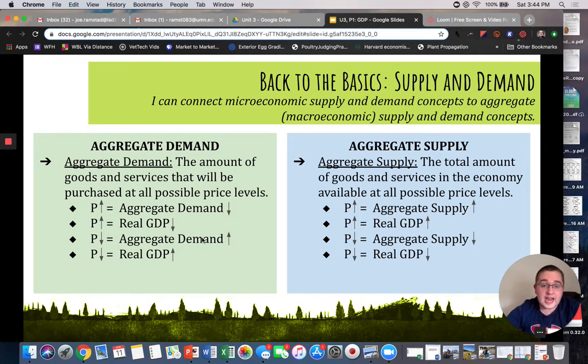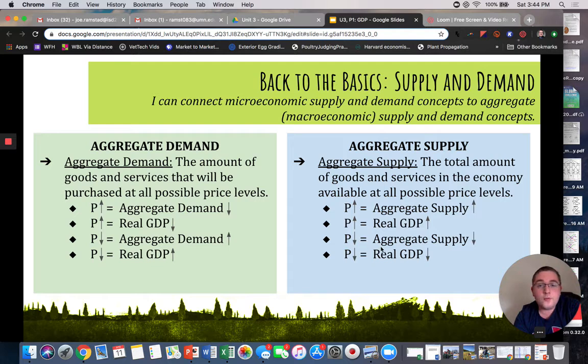On the other side of things, on aggregate supply, if price goes up, aggregate supply goes up. If price goes up, real GDP goes up. If price goes down, aggregate supply goes down. And if price goes down, real GDP goes down. So it's kind of similar to supply and demand when we learned about it: as price goes up, quantity goes up for supply. And as price goes up, quantity goes up for aggregate supply. Similarly for demand, as we learned about in the individual microeconomy, the same holds true for the macroeconomy.